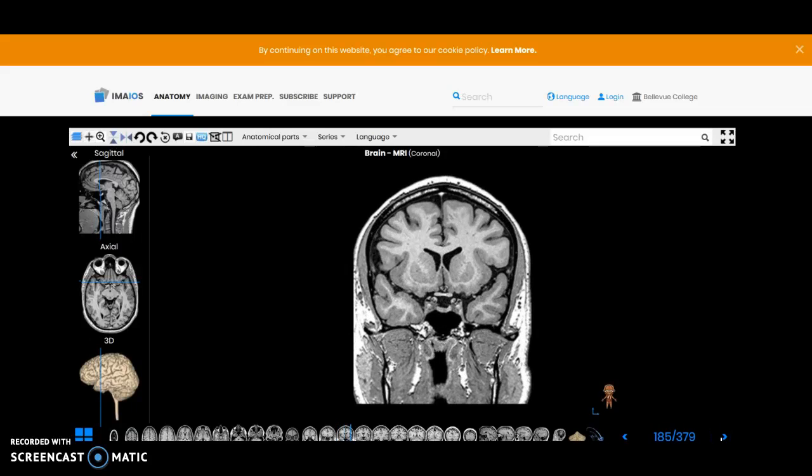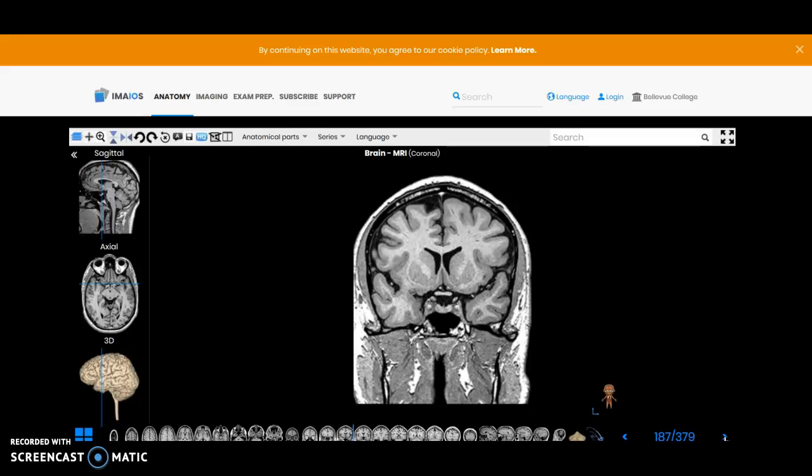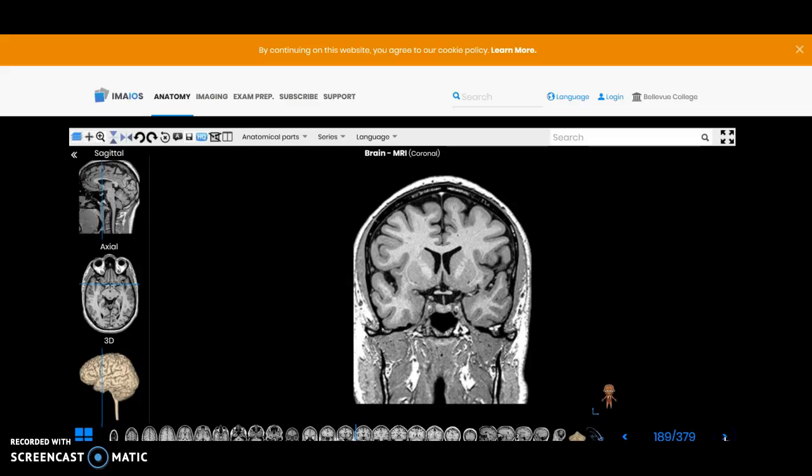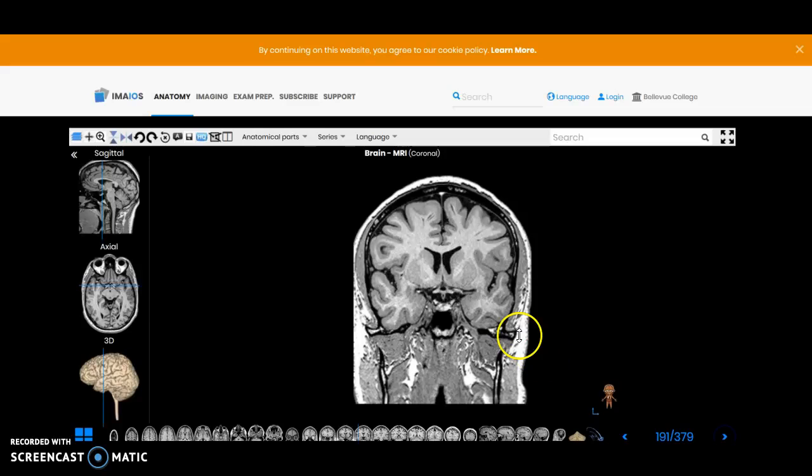And now we're in that area of the optic chiasm and the sella, the pituitary gland. We've got the cavernous sinus on either side, and that's where the third, the fourth, the two branches of the fifth, and the sixth nerve travel through. And there's the infundibulum right there.